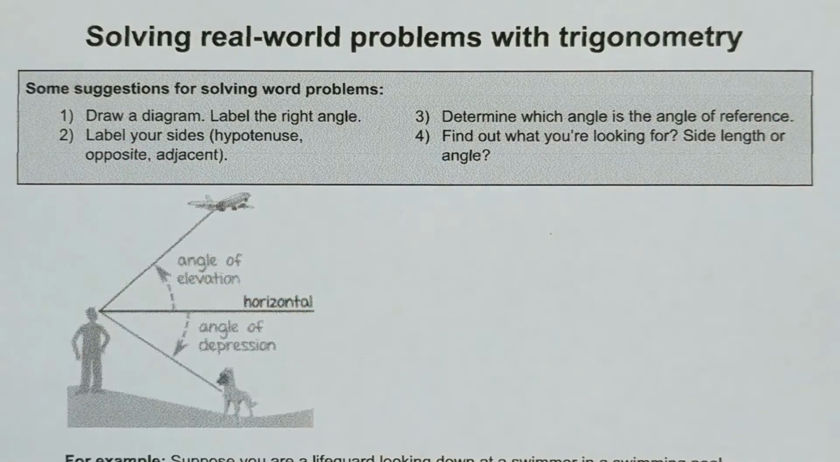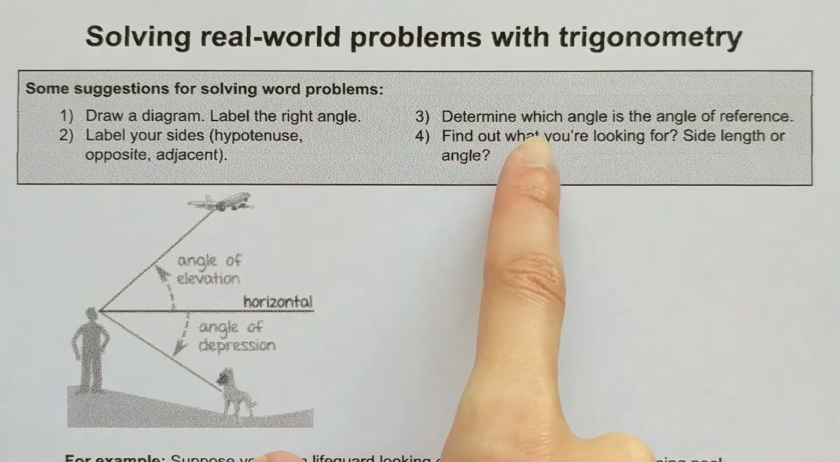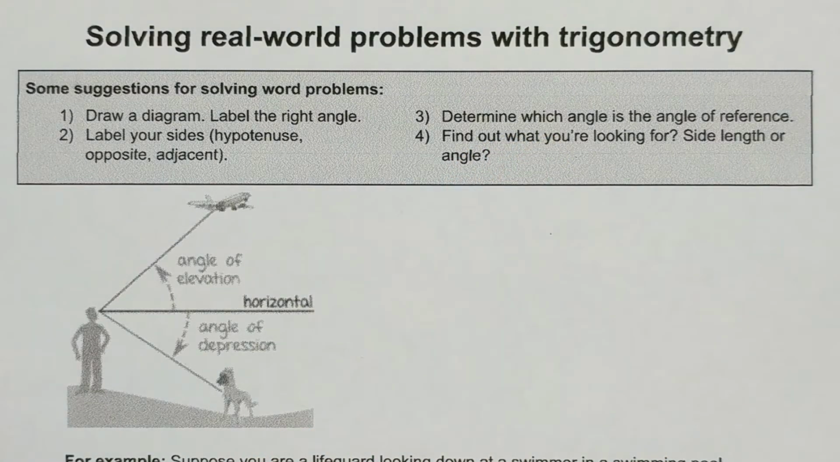Always start by drawing a diagram. You want to label which angle is your right angle. You then want to label your sides, the hypotenuse, the opposite, and the adjacent. And then we're going to talk about which angle is the angle of reference, okay? Figure out what we're doing there. And finally, you need to ask yourself, what am I looking for? Am I looking for the side length, or am I looking for the angle? And then once you have that and you have your triangle, you can use your knowledge of solving triangles, either looking for unknown angles or looking for unknown sides, to find the answer.